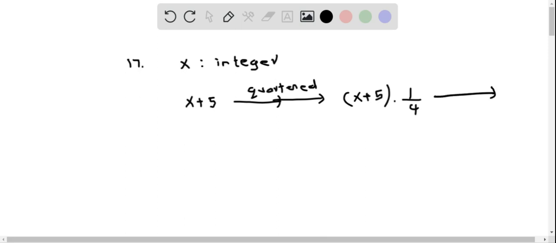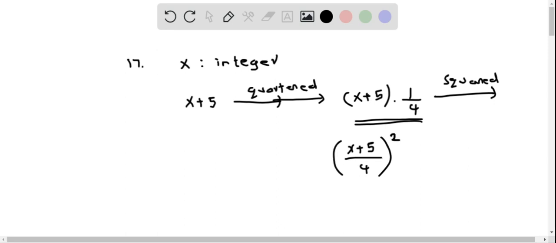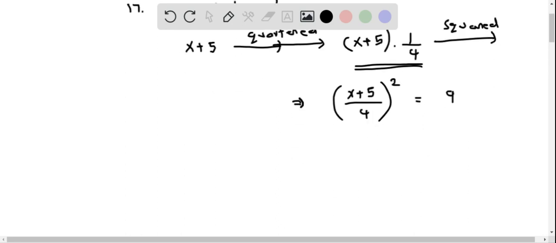After this, we are squaring this. So we square this quantity. This means we have to square this expression, that is x plus 5. This expression is divided by 4. We square this like this, and then this sum equals 9. This is what is given. So we have written the mathematical statement of the given problem statement. So this is the equation. From this equation, we have to solve for x.